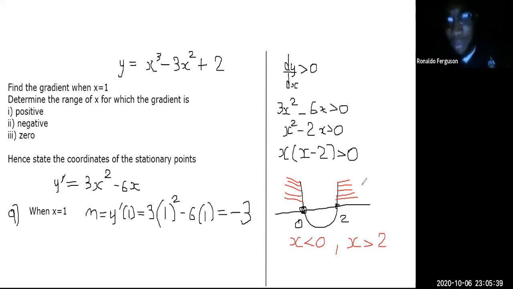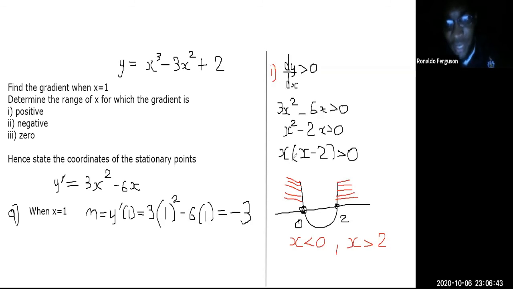So for example, let's try it. We said that the gradient is greater than 0 when x is less than 0. So give me a negative number. Negative 1. 3 times negative 1 squared is 3. Minus 6 times negative 1 is positive 6. 3 plus 6 is 9. So when x is negative 1, the gradient is positive, which is right. Then try a value bigger than 2. When x is 3, we get 3 times 3 squared is 27, minus 6 times 3, which is 18. 27 minus 18 is 9, which is greater than 0. And so whenever x is less than 0 or x is greater than 2, the gradient is positive.